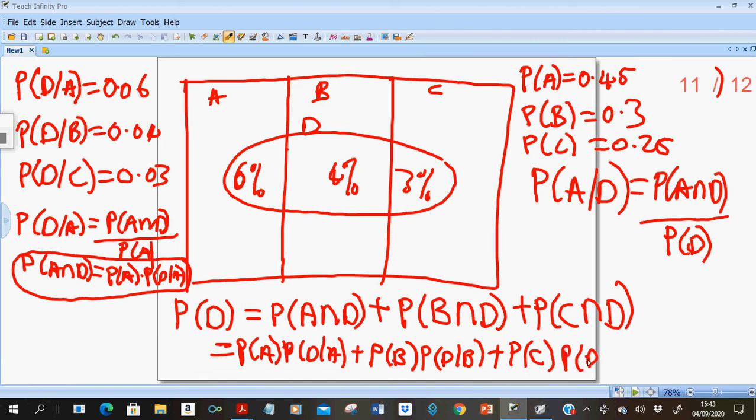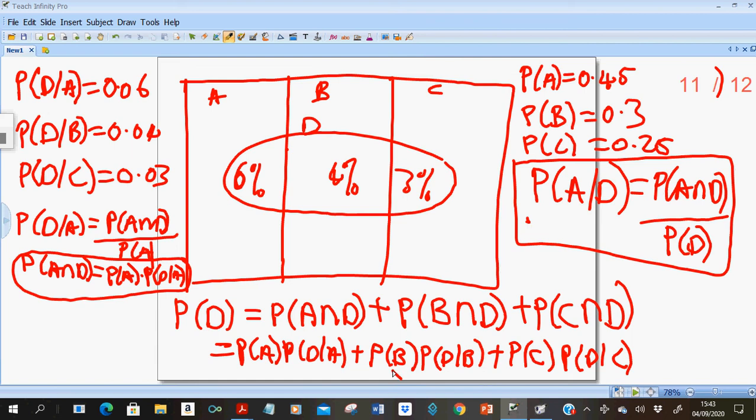So remember, this is our question. In answering this question, we have just found that the probability of D is given by this statement here. And the probability of A intersection D, remember A intersection D is just this. Okay, so therefore we have all the terms that we are looking for.